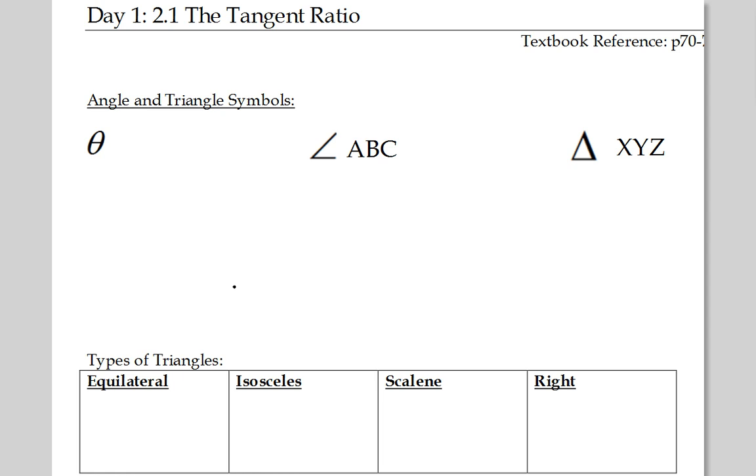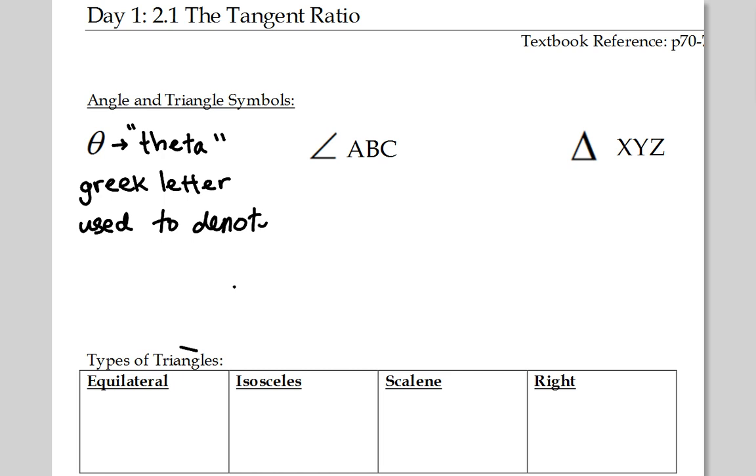This symbol here is called theta. It is a Greek letter. Just like pi is a Greek letter, this one's theta. And it is a Greek letter used to denote angles. Alright, so we use theta for the angle.